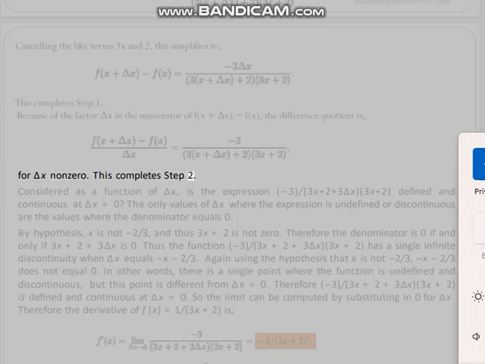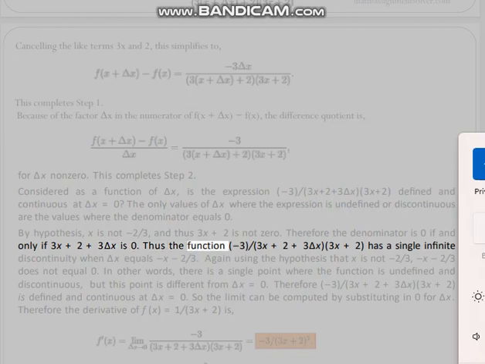This completes step 2. Considered as a function of delta x, the expression minus 3 over (3x plus 2 plus 3 delta x)(3x plus 2) is defined and continuous at delta x equals 0. The only values of delta x where the expression is undefined or discontinuous are the values where the denominator equals 0. By hypothesis, x is not minus 2/3, and thus 3x plus 2 is not 0. Therefore, the denominator is 0 if and only if 3x plus 2 plus 3 delta x is 0.